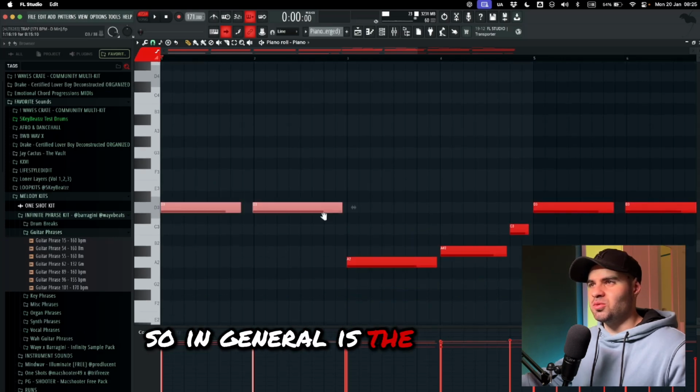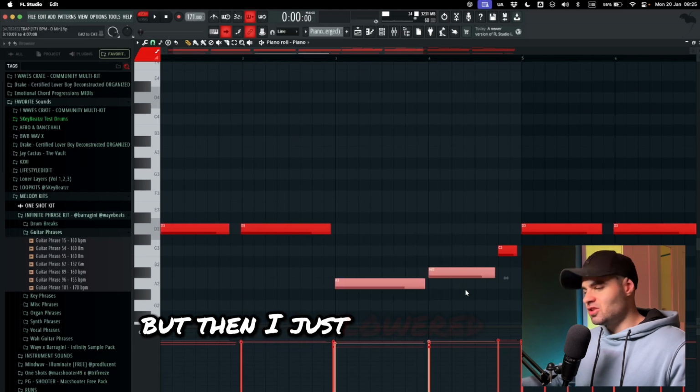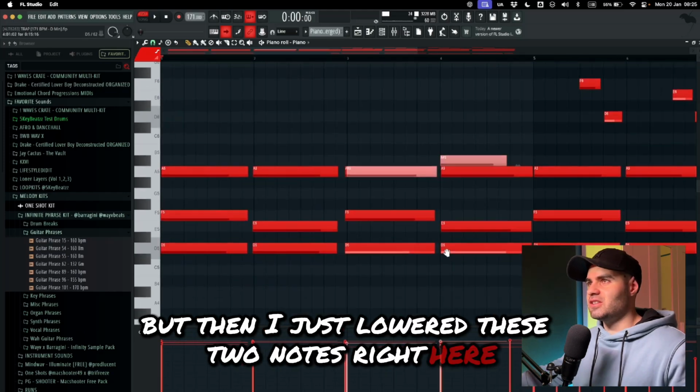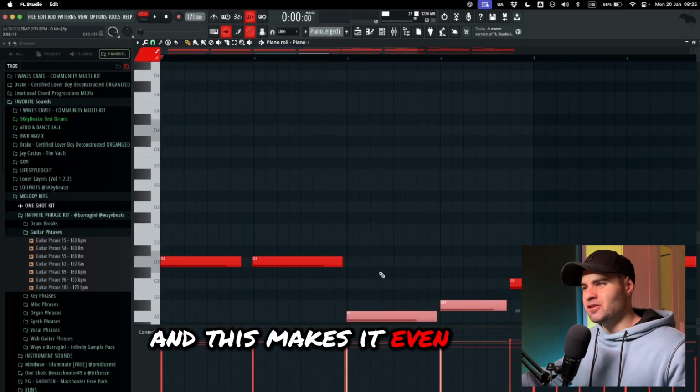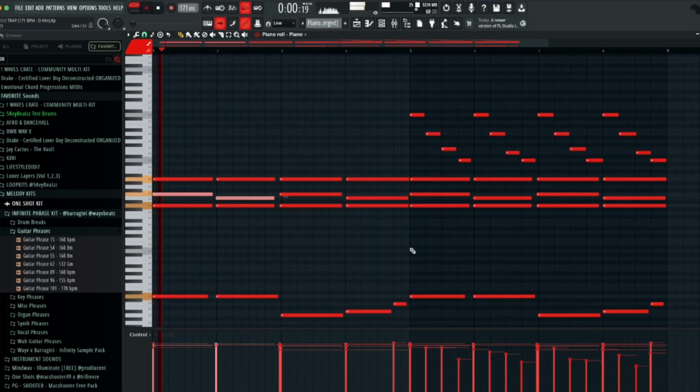So in general it's the root note, as you can see. But then I just lowered these two notes right here. And this makes it even darker because of these half steps right here that we can also see here.